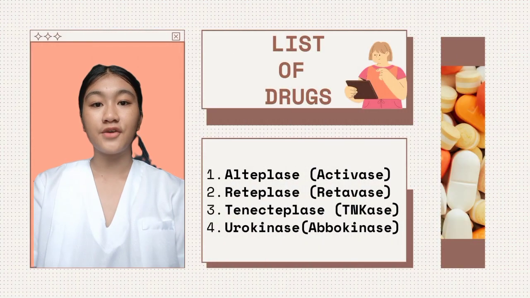These are the list of drugs including alteplase or Activase, reteplase or Retavase, tenecteplase or TNKase, and lastly, urokinase or Abbokinase.